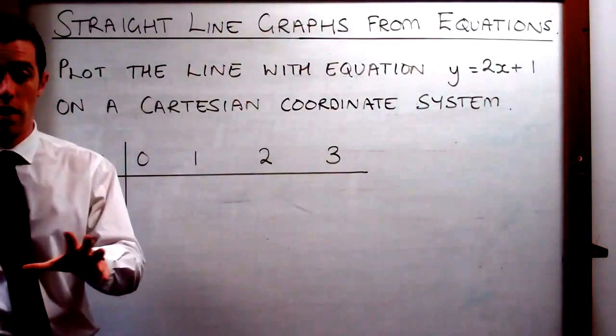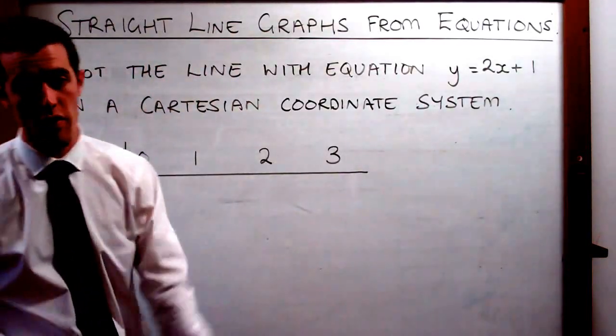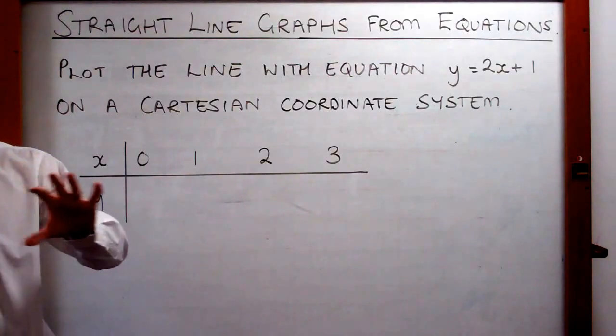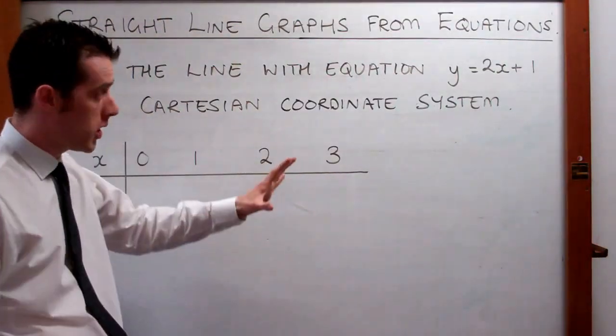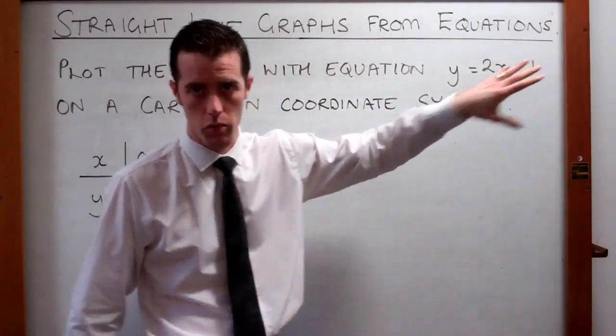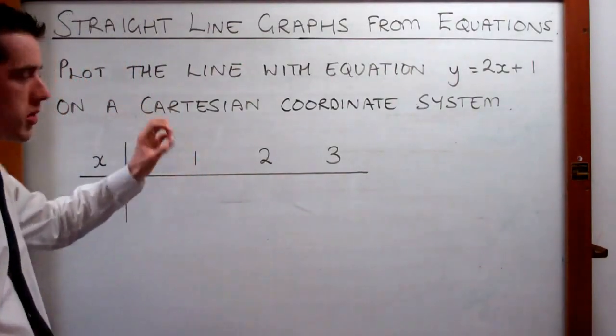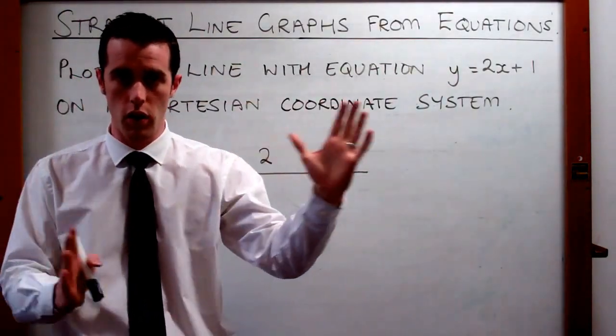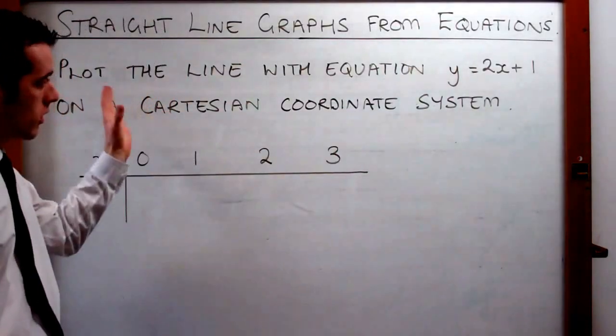Hi everyone, welcome to this video on straight line graphs from equations. So what we're going to do in this video is look at when we have an equation of a straight line like this, which we've looked at briefly before, how do we draw that out as a straight line on a coordinate diagram? So let's look at an example.